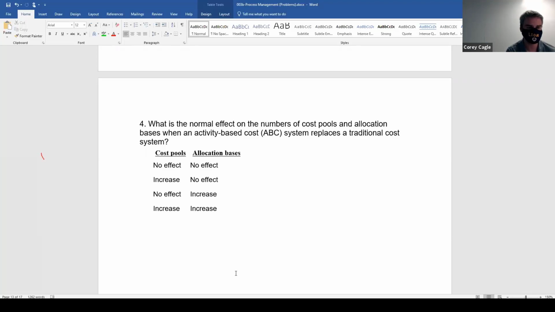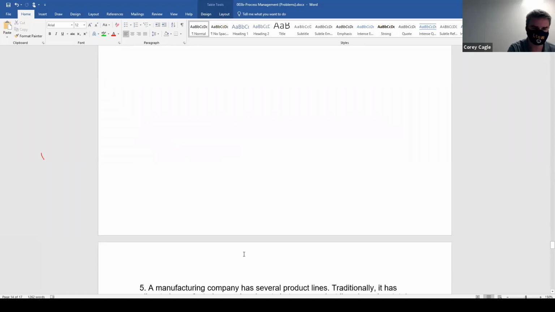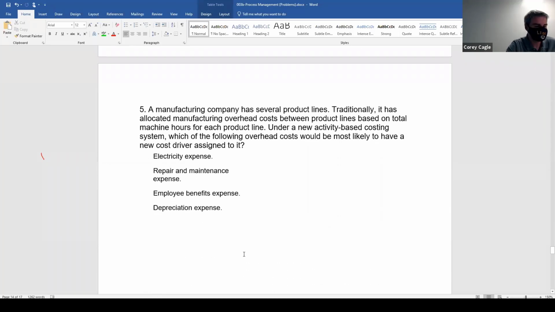Number 4 says, what is the normal effect on the numbers of cost pools and allocation bases when activity-based costing replaces traditional? I've seen this exact question a number of times, so it's kind of a classic. It's so stupid though. If you switch from traditional to activity-based, you're going to have more of everything, right? So more cost pools, more allocation bases, in other words, more drivers, more rates. Stupid question, but for some reason it's a classic.